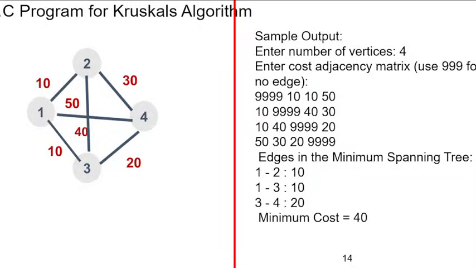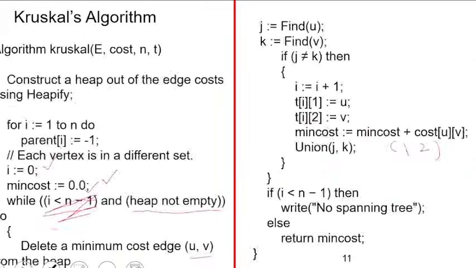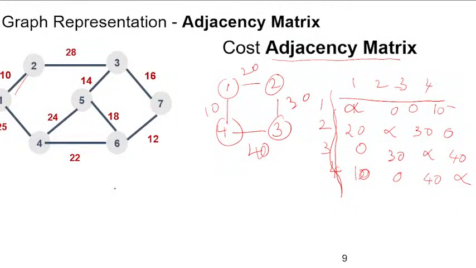Okay, so 10, 10, 50. So these are the matrix values. Then the edges in the minimum spanning tree will be 1-2, 1-3, 3-4. So the minimum cost is 40. For example, here I have to select this 1-2 first, so 10. Then from the next one, 1 to 3, that is 10. And the next minimum is 20, that is 3-4. So the total is 40.